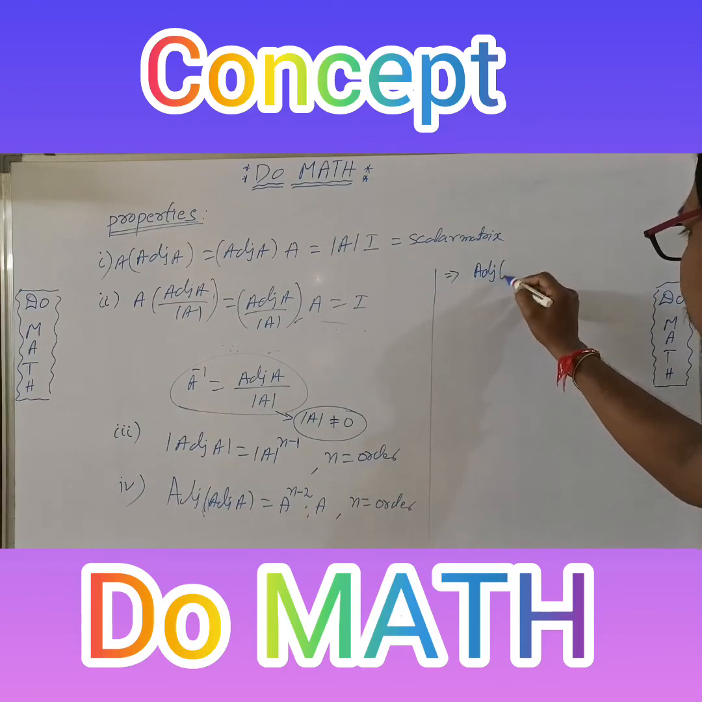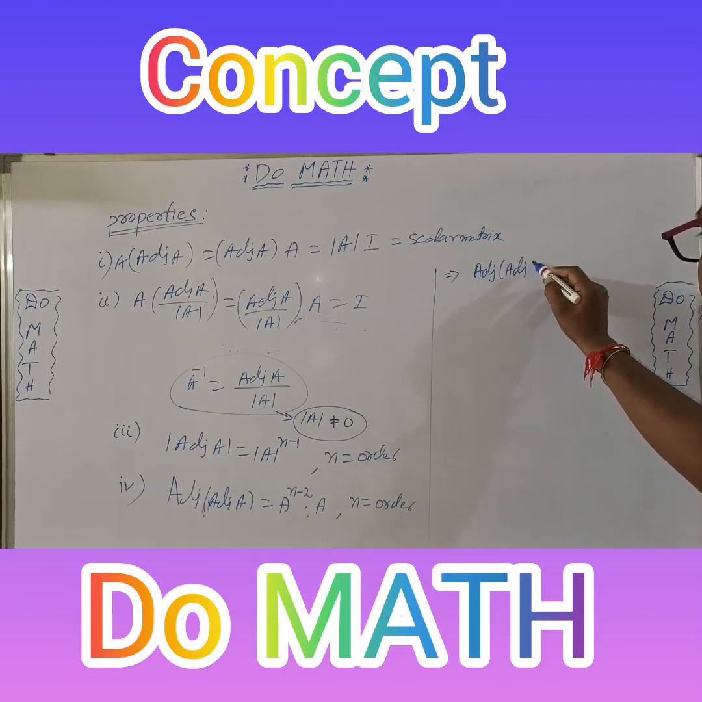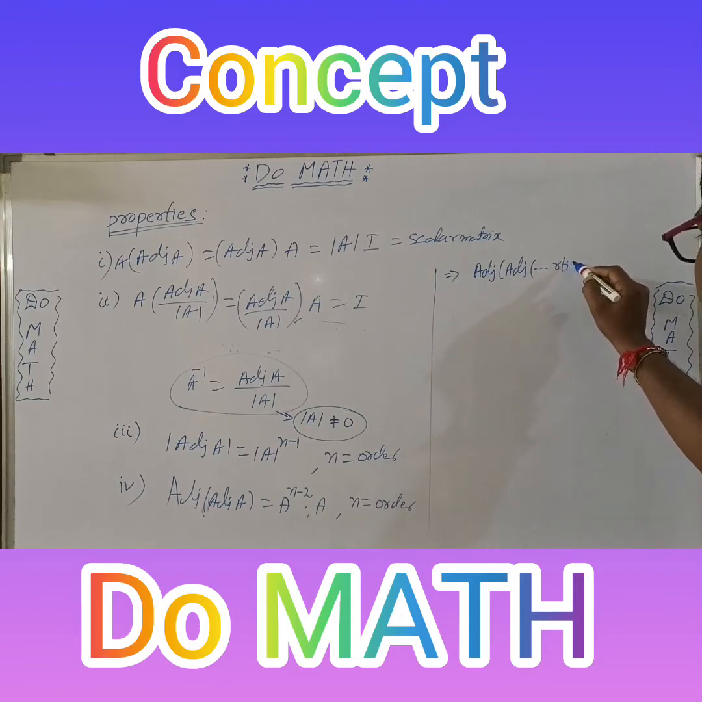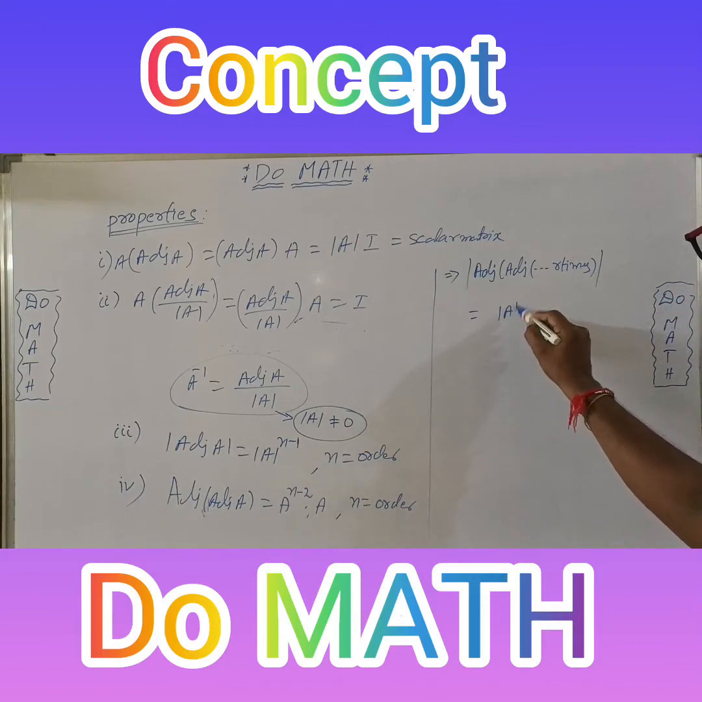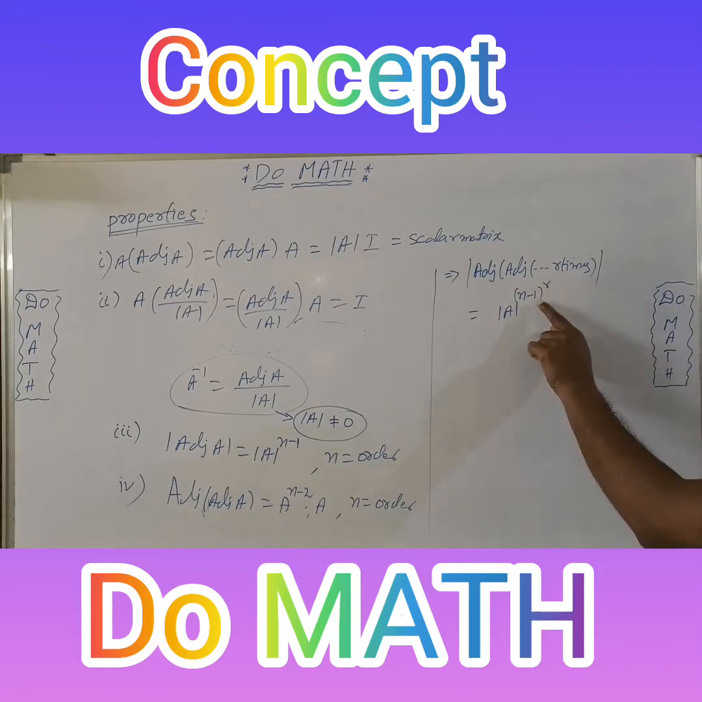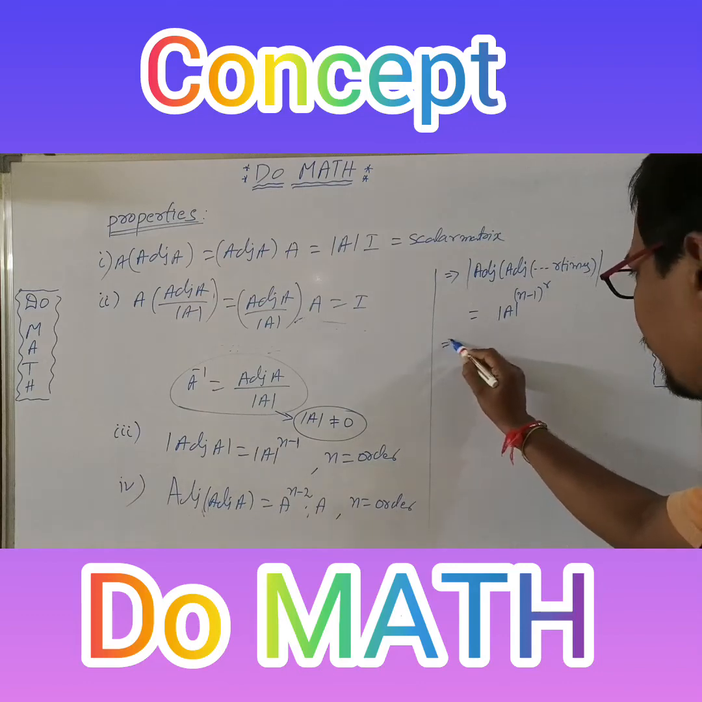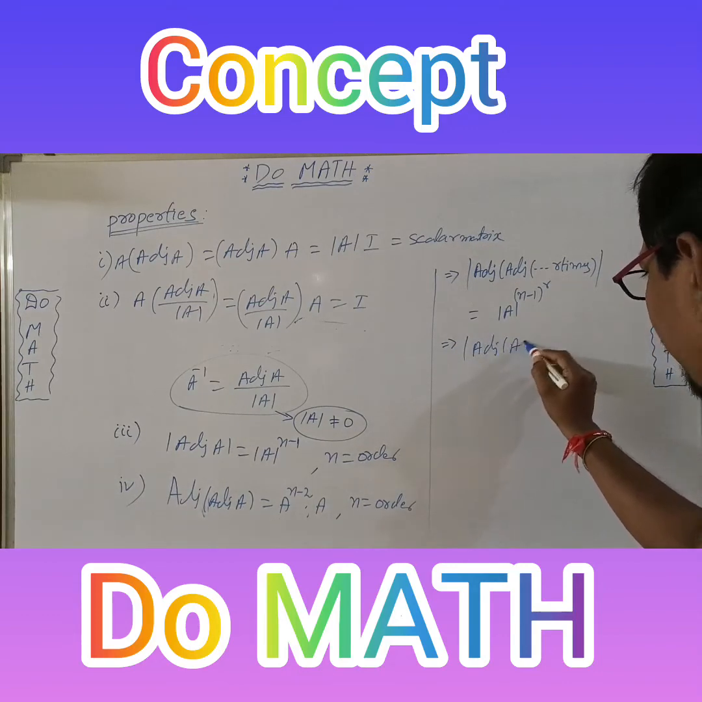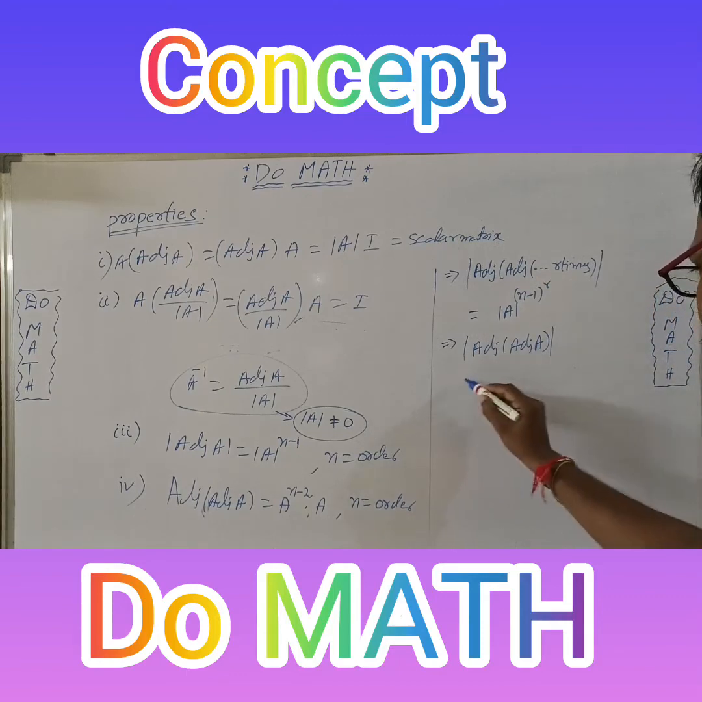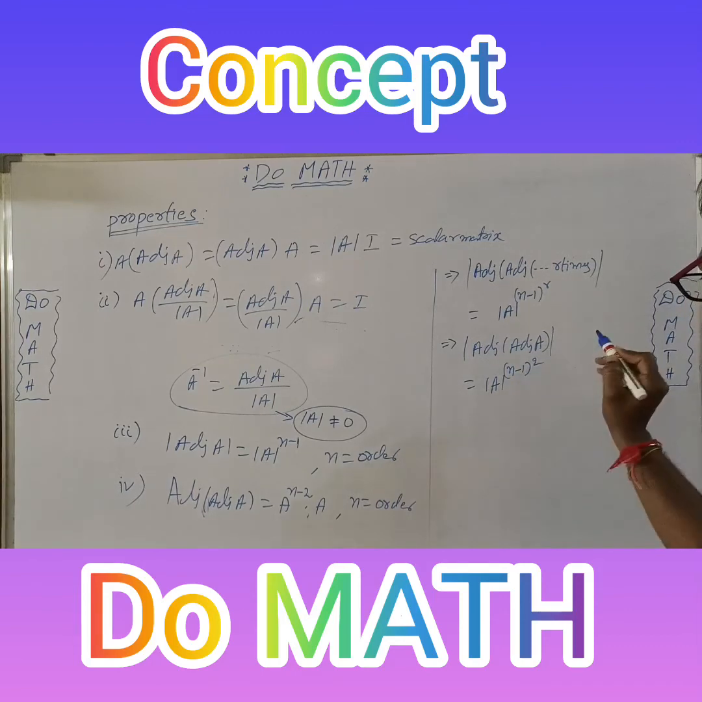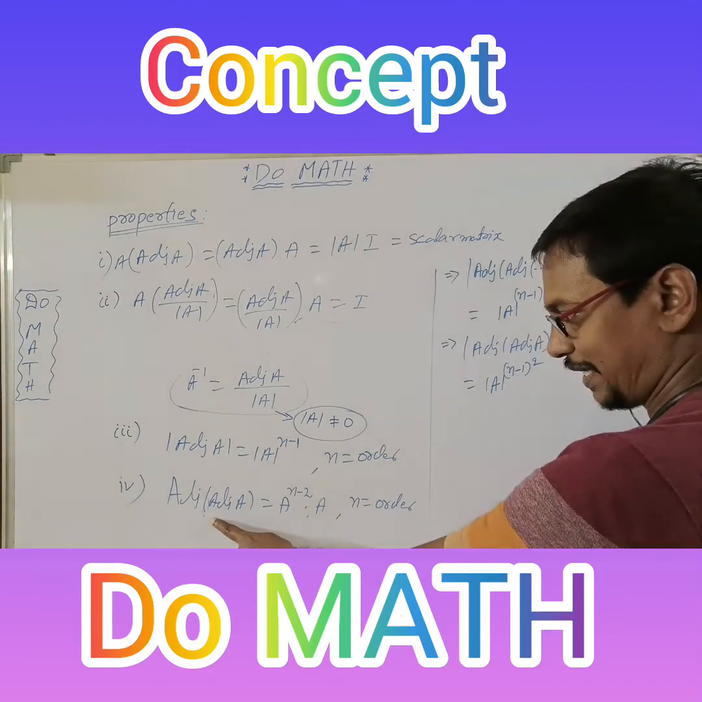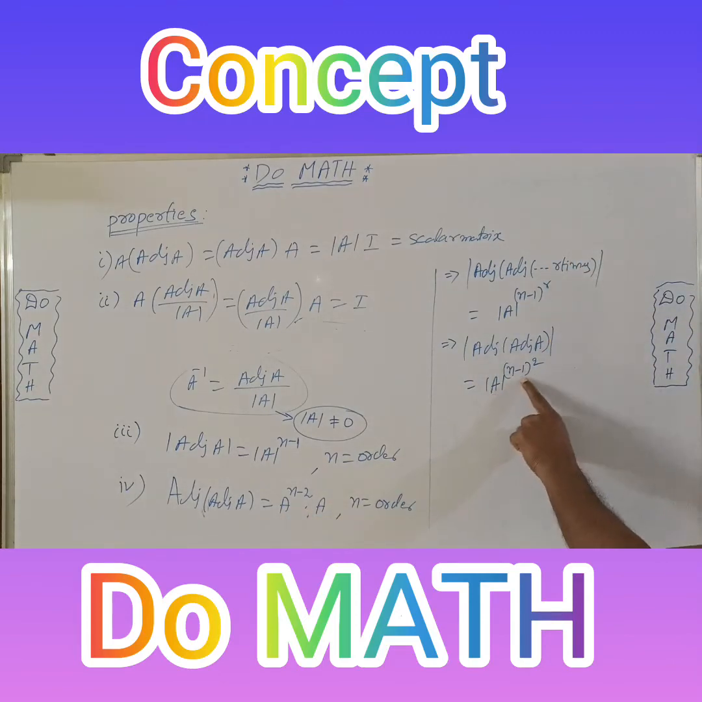That means adjoint of adjoint and so on up to r times. We can find the determinant of this one, which is det A power n minus 1 power r. That means adjoint running r times gives n minus 1 power r. So for adjoint of adjoint A, which is running 2 times, r value is 2, so det A power n minus 1 whole square, where n is the order of the matrix.